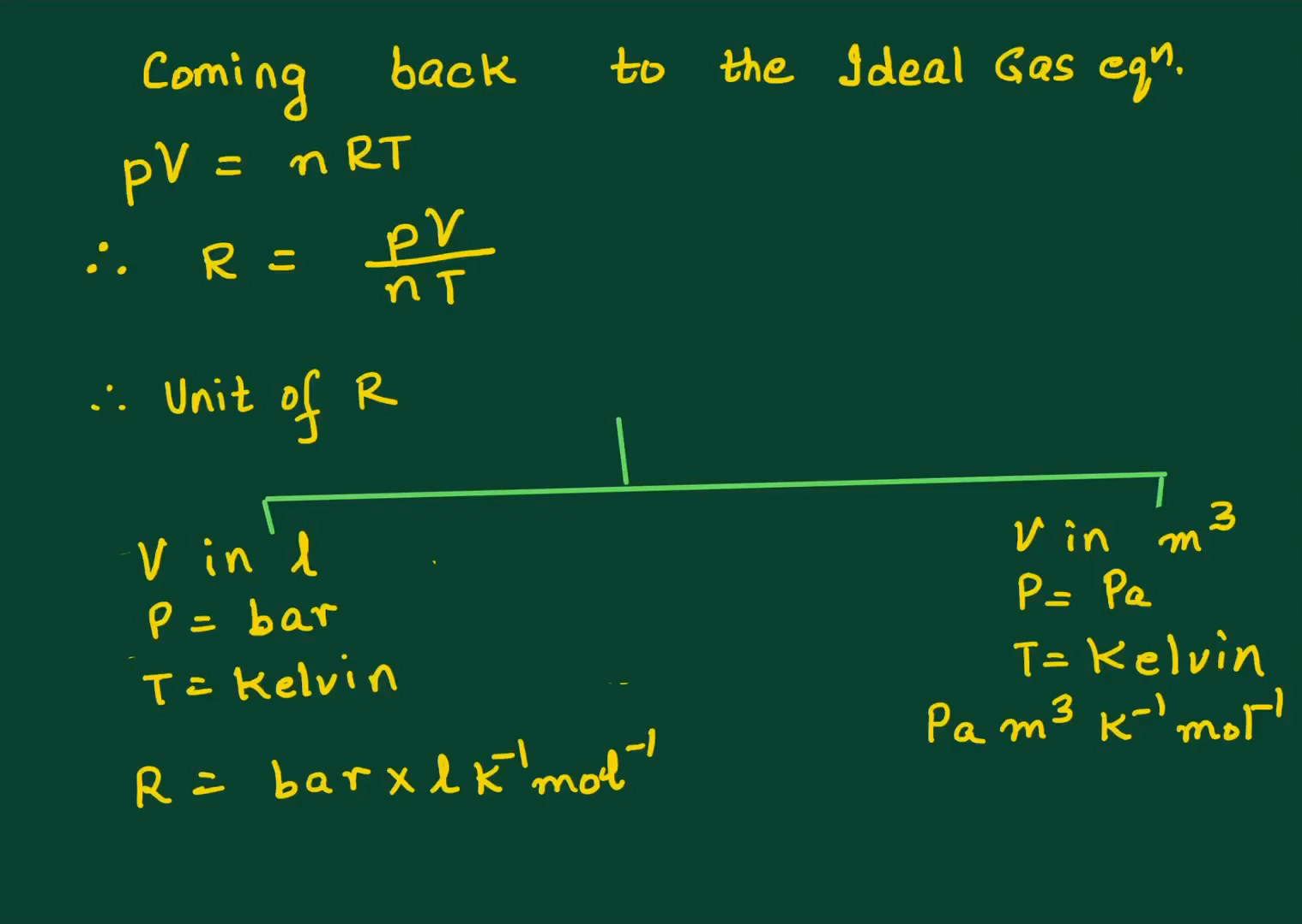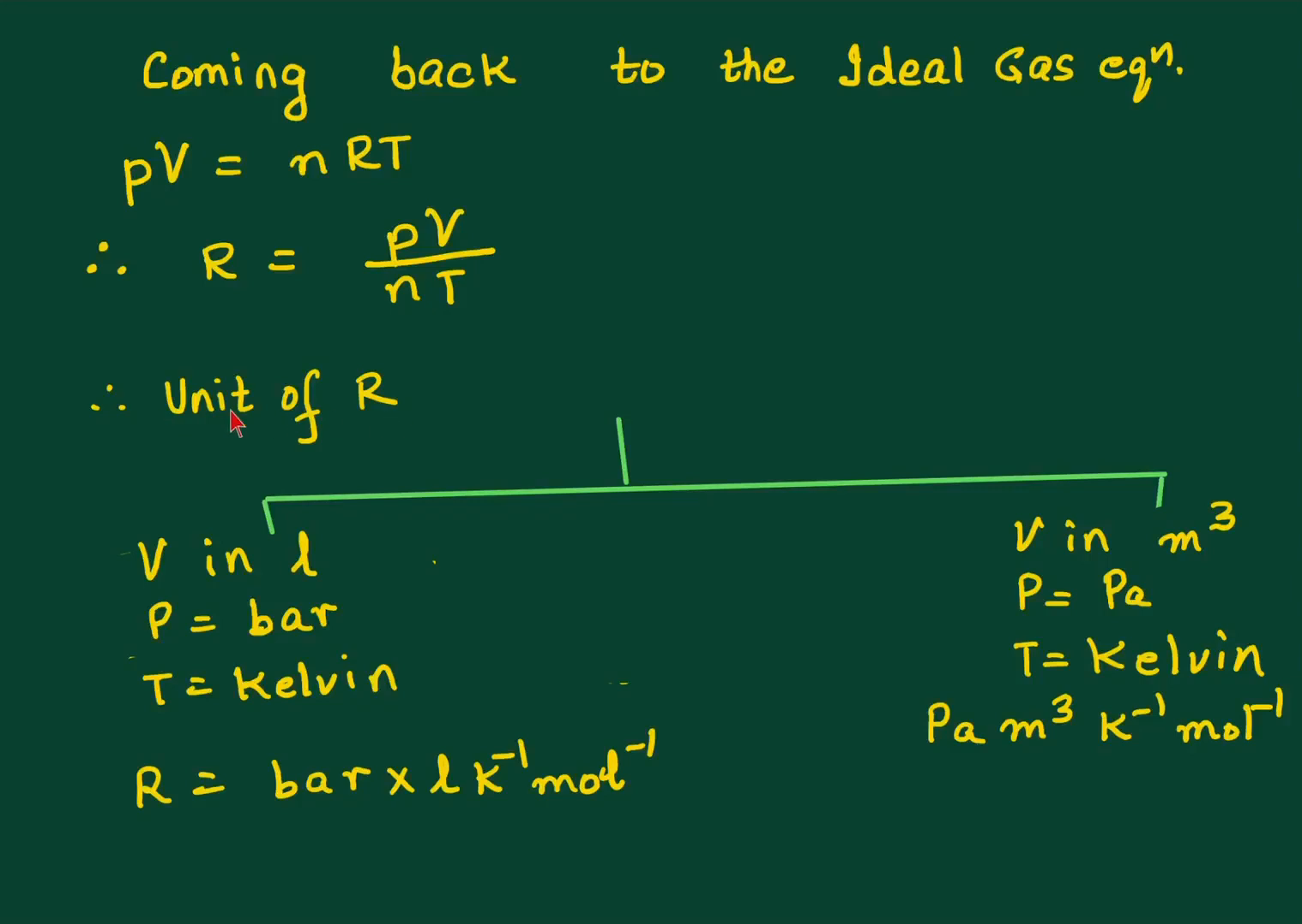Okay. We come back to the ideal gas equation. PV is equals to nRT. Now I told you that we'll talk more about this R later on. PV is equals to nRT. So from here I get R is PV upon nT. In other words, R is the universal gas constant given by the product of pressure and volume divided by the number of moles and the temperature in Kelvin.